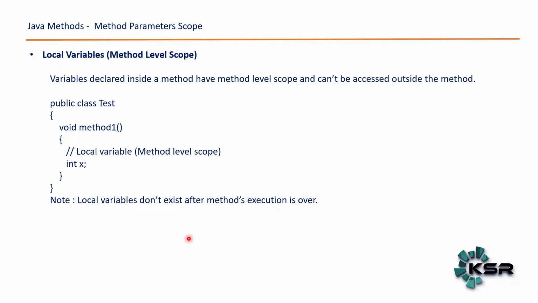So, local variable: a variable declared inside a method has method-level scope and can't be accessed outside the method. That example we saw, right? With method-level scope, only within the method can this particular local variable be accessed. Outside of this method, if you go to the test method, you will not have access to this int x variable.